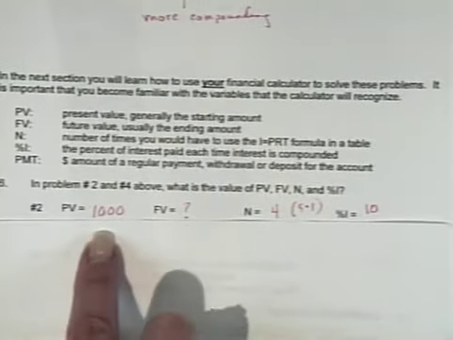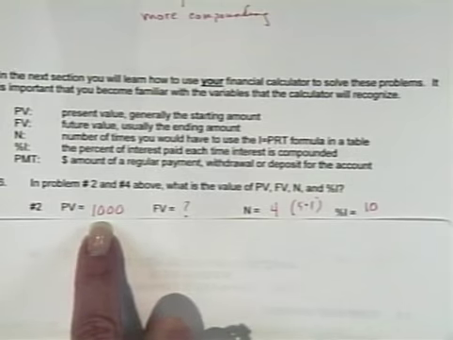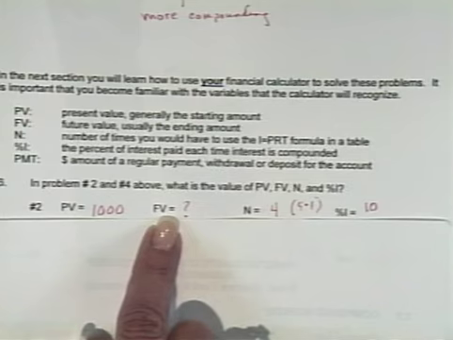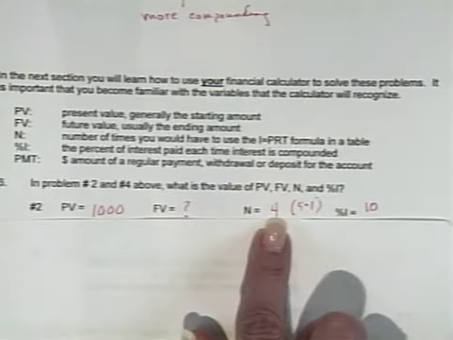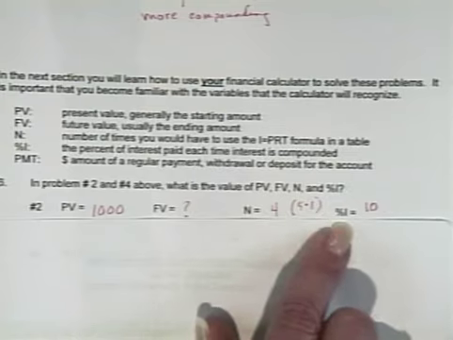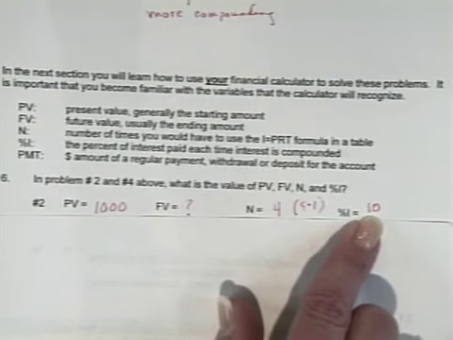In Matt's problem, his present value was the starting amount he had in his account. It was $1,000. FV was what we were looking for, the future value. The number of times we needed to use the interest formula was the 4 years that he deposited it times 1, because it was compounded annually. And the %I was 10, or 10 divided by 1.